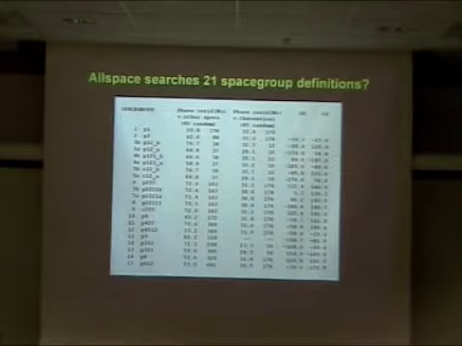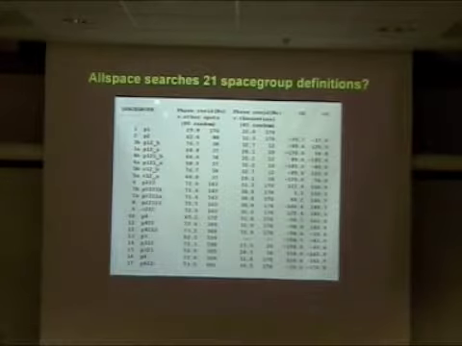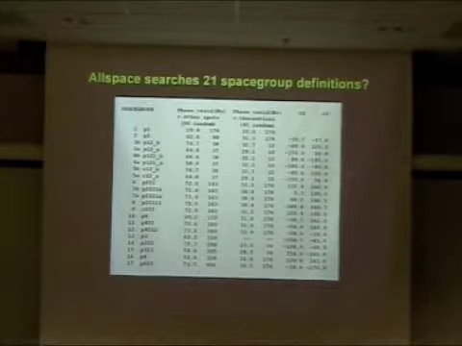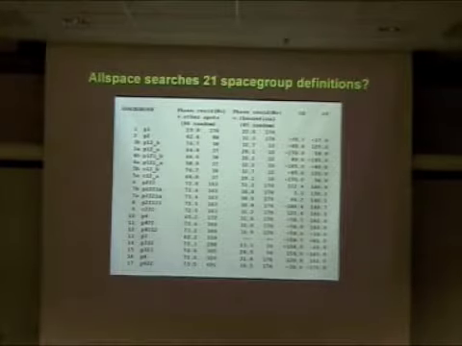Okay, so while I'm talking about ALLSPACE, and I've only got a couple more slides to go, anyone that's used this program before will find that you get 21 space group definitions when you search with ALLSPACE. And these are shown on the left-hand side here. But as I've just said, there are only 17 plane groups, 17 2D space groups to be searched. So why do we search 21 different space groups with ALLSPACE?